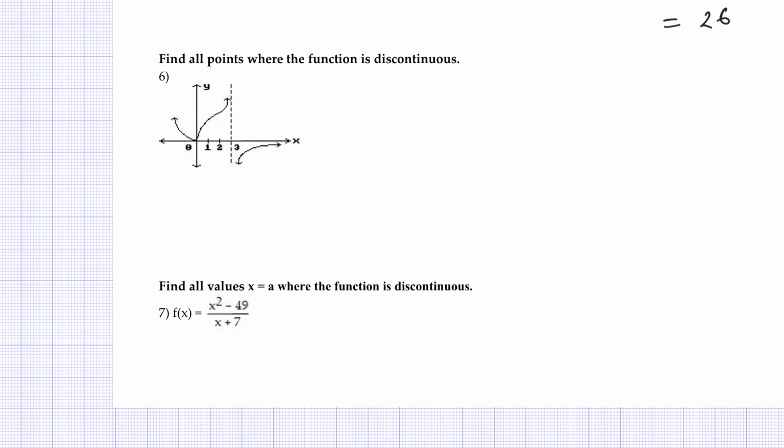Find all the points where the function is discontinuous. As we can see from the graph of the function, the graph is approaching a vertical asymptote at x equals 3. Therefore, the function is discontinuous at x equals 3.